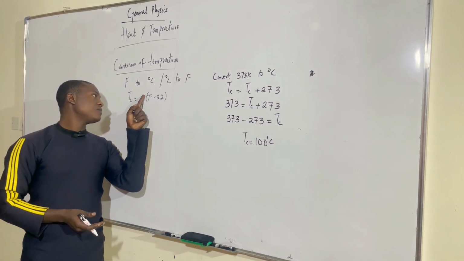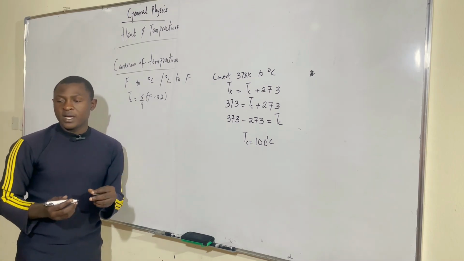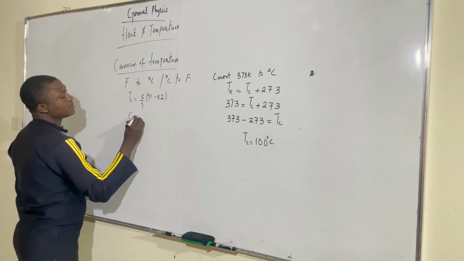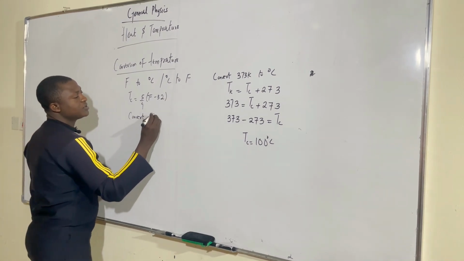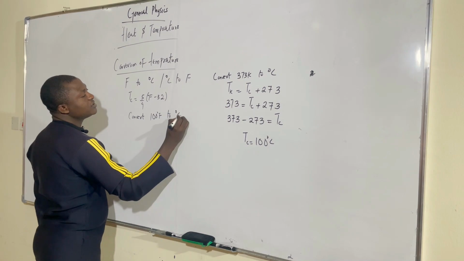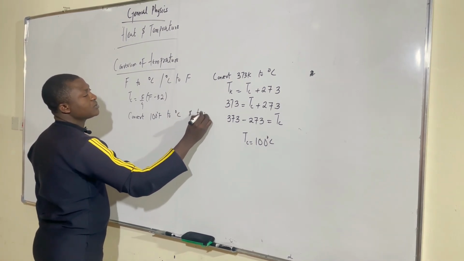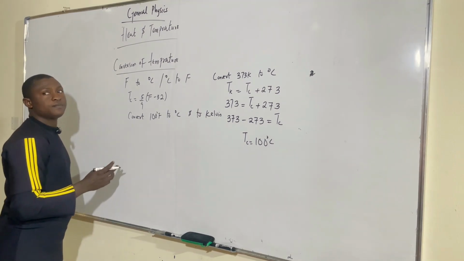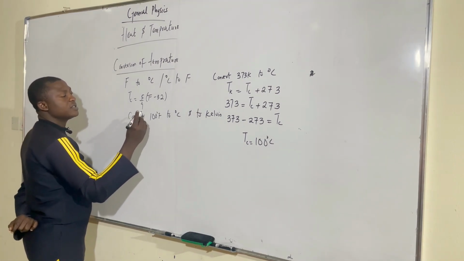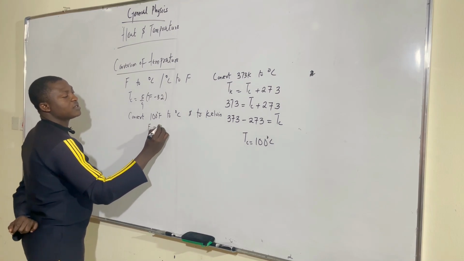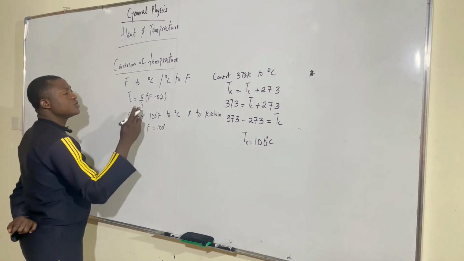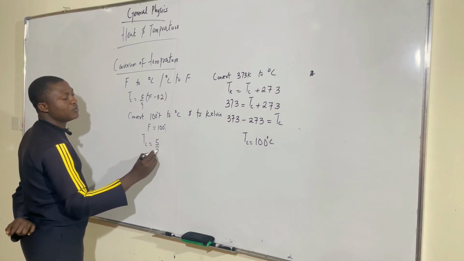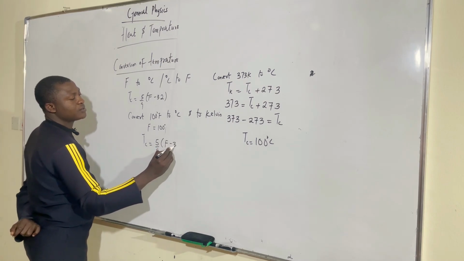Temperature in Celsius is equal to 5/9 bracket F minus 32. Let's see, for example, maybe they said convert 100 degrees Fahrenheit to degrees Celsius and to Kelvin as well. Maybe they want to complicate the issue, but it's simple and straightforward. Just go to the formula and apply it. So F we have here is 100.